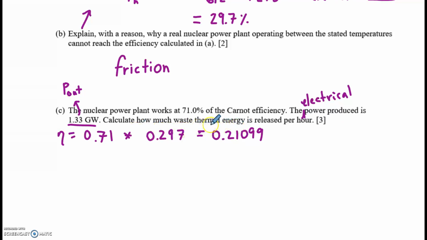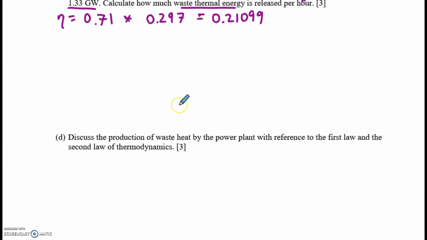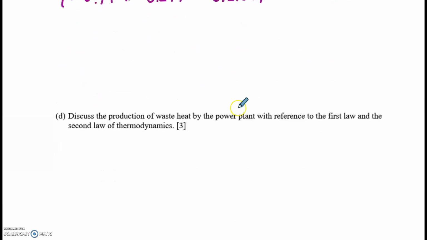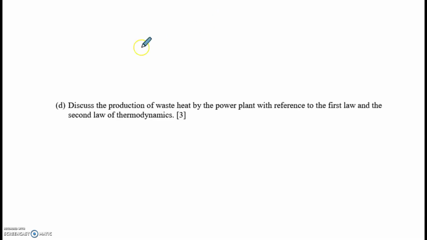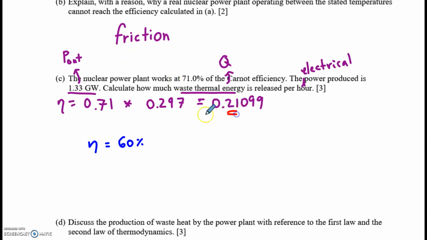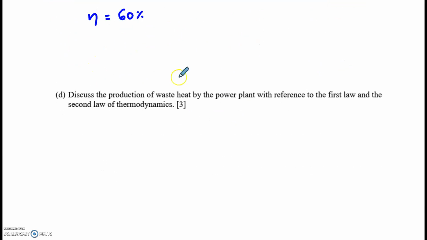Calculate how much waste thermal energy, that's our fancy word we'll sometimes use for heat energy, is released per hour. Okay, let me give you a hypothetical new question. You have your own power plant. You say, forget this. I'm going to make my own power plant that runs off the same fuel. And the efficiency of your power plant is 60%. Way better than that 29% or whatever it was. You are better than nuclear power.